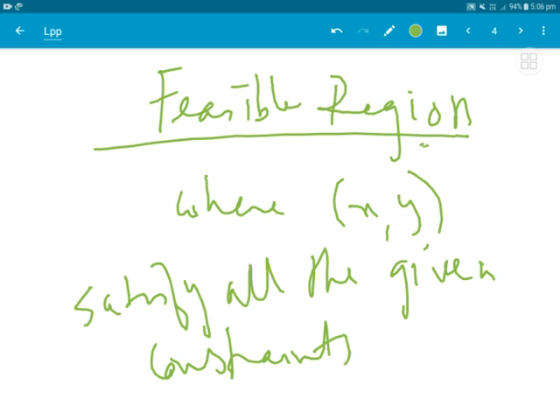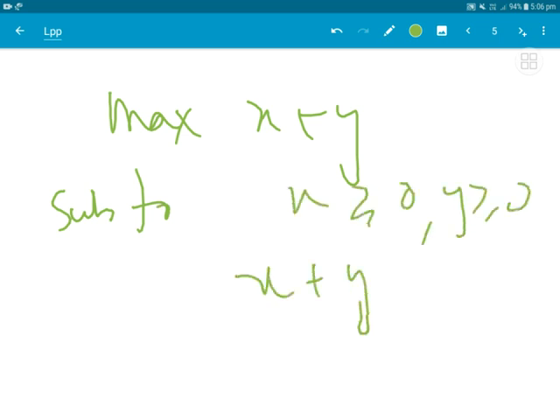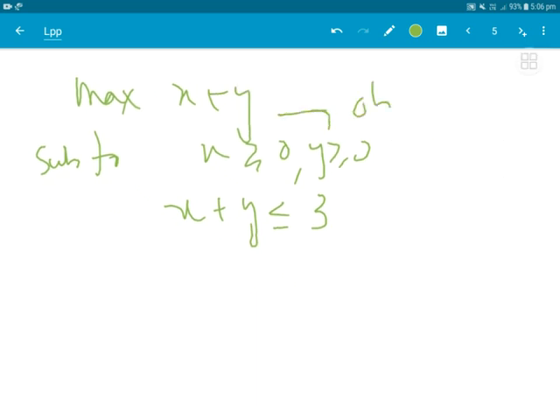That means what? Suppose a very small example I am going to give. Maximize x plus y, subject to the conditions x greater than or equal to 0, y greater than or equal to 0, and x plus y less than or equal to 3. This is the objective function, so for the time being let us keep it aside. We do not need it just now. What we need to sort out geometrically are the corresponding regions given by these constraints.